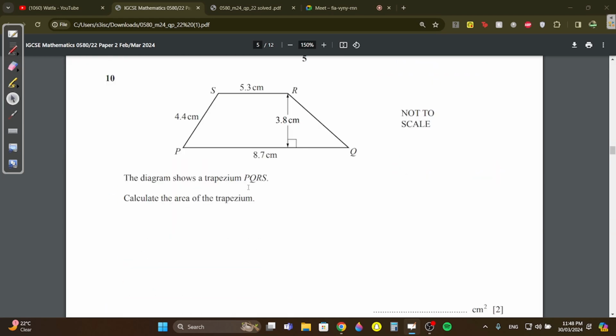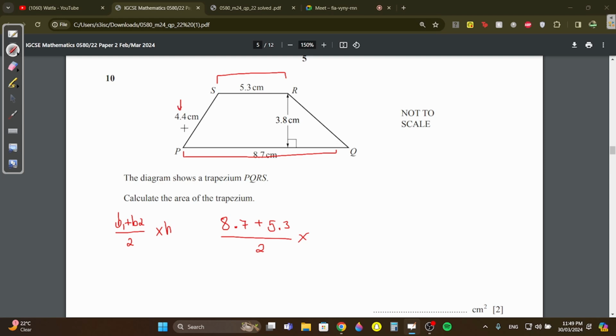Question 10. The diagram shows a trapezium PQRS. Calculate the area of the trapezium. The area of the trapezium, of any trapezium or trapezoid, is base 1 plus base 2 over 2 times the height. This is your first base, 8.7. The second base is 5.3, over 2 times the height. The height is not 4.4. Height is always perpendicular to the base, so it has to be 3.8. Please don't take 4.4. That would be a very stupid mistake.